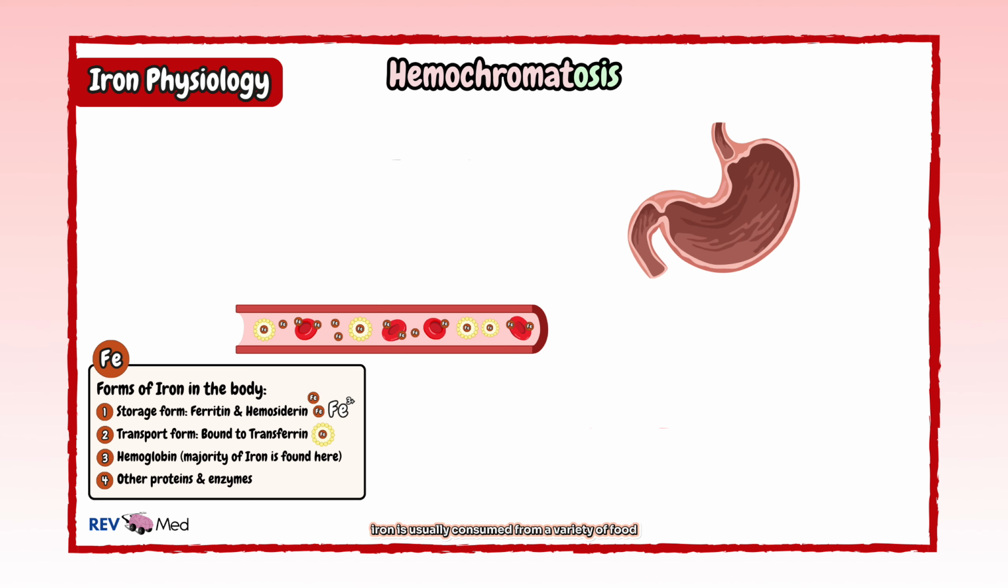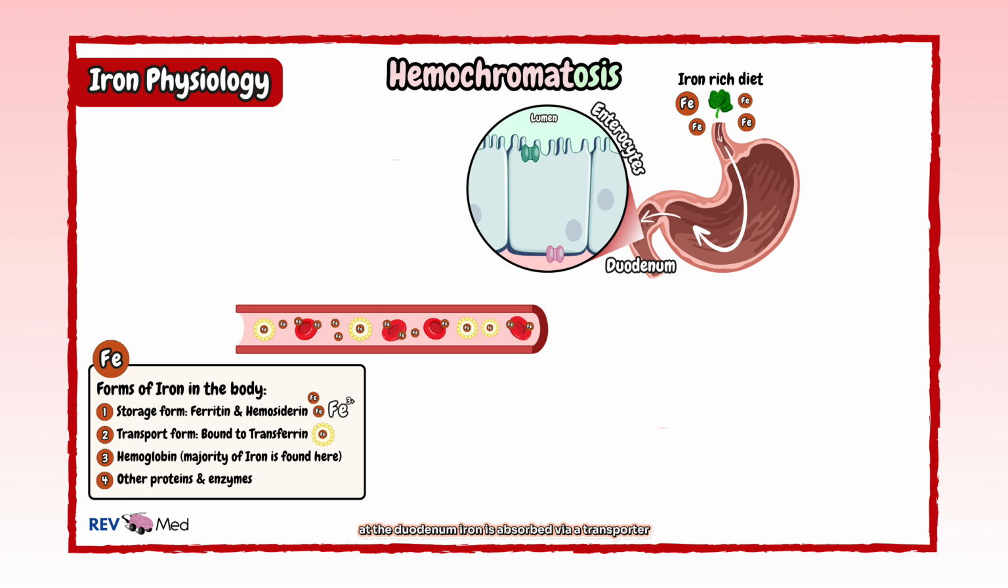Iron is usually consumed from a variety of food and vegetables, and after eating it, it goes into our stomach to get absorbed into the duodenum. At the duodenum, iron is absorbed through a transporter at the apical surface of the enterocytes called DMT1. From here, iron gets stored up as ferritin, or it can be reabsorbed into the blood via the transporter ferroportin. Through the ferroportin transporter, iron is bound to the transporter we call transferrin. This is in the circulation. From here, the transporter takes the iron over to the rest of the body.